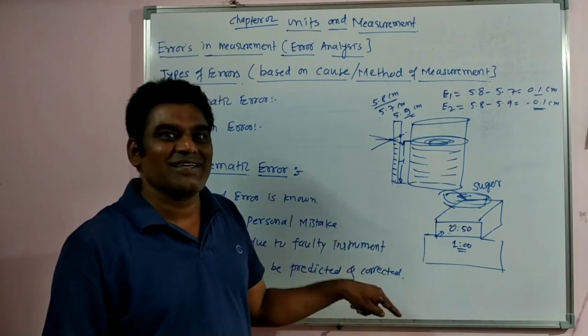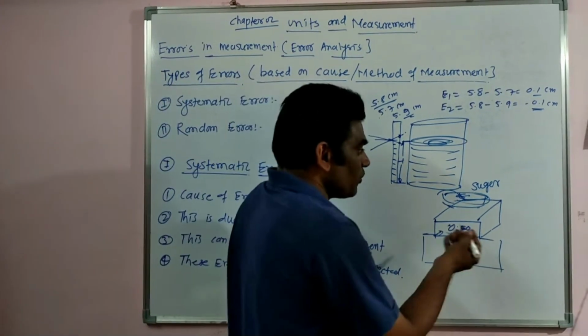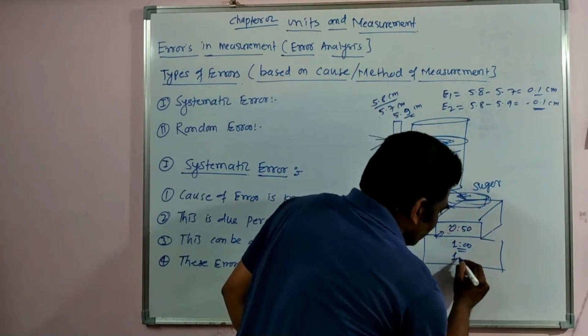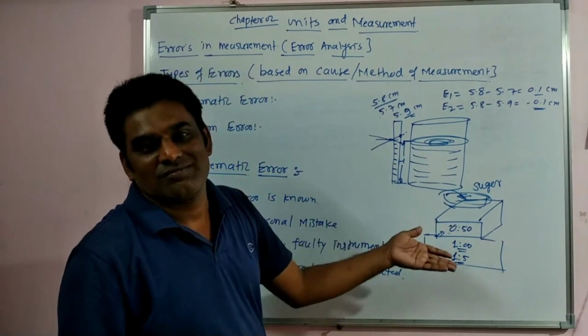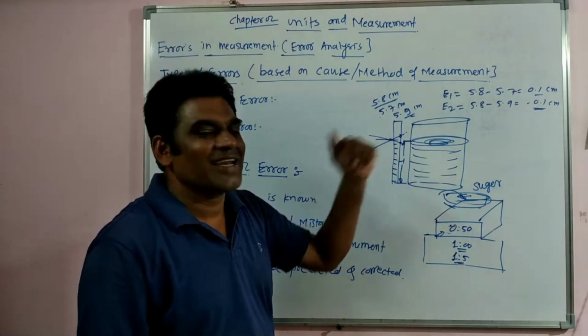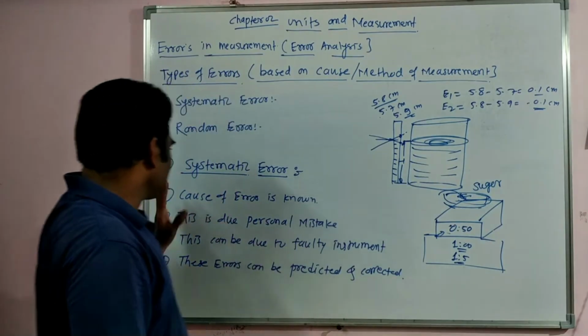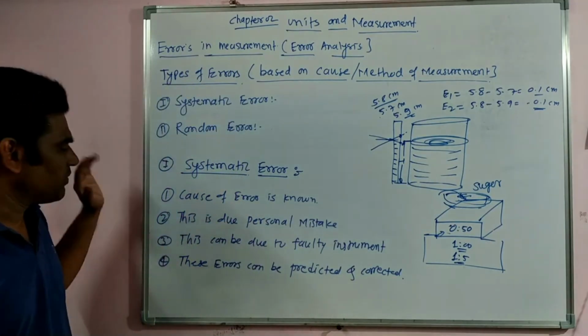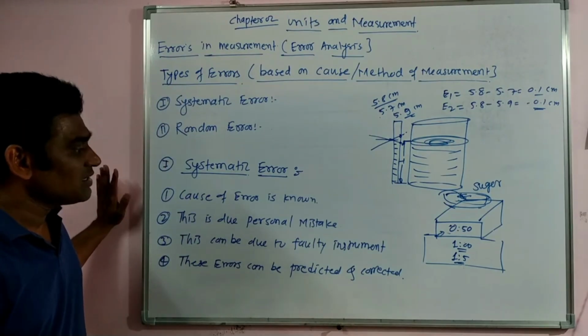But this can be corrected. Yes, initially it was 0.5. So now you pour until you get 1.5, and then you will get 1 kg sugar. So like this, if the cause is known, you can correct the reading. Okay, so these are the systematic errors. These can be personal, these can be instrumental errors. Okay, and these can be corrected.